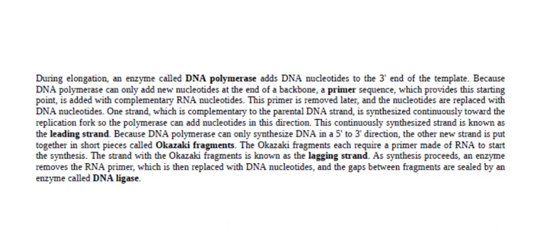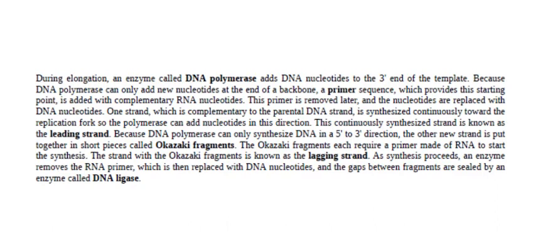One strand, which is complementary to the parental DNA strand, is synthesized continuously toward the replication fork so the polymerase can add nucleotides in this direction. This continuously synthesized strand is known as the leading strand. Because DNA polymerase can only synthesize DNA in a 5' to 3' direction, the other new strand is put together in short pieces called Okazaki fragments. The Okazaki fragments each require a primer made of RNA to start the synthesis. The strand with the Okazaki fragments is known as the lagging strand.